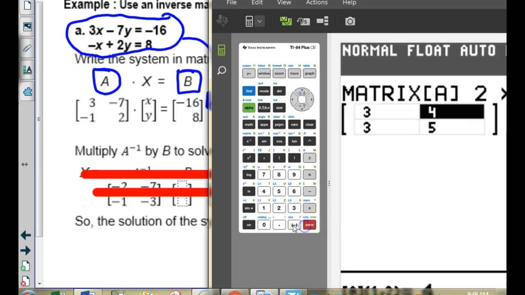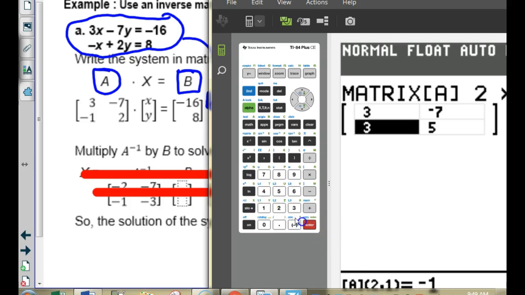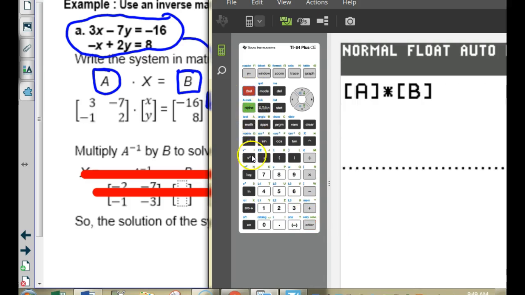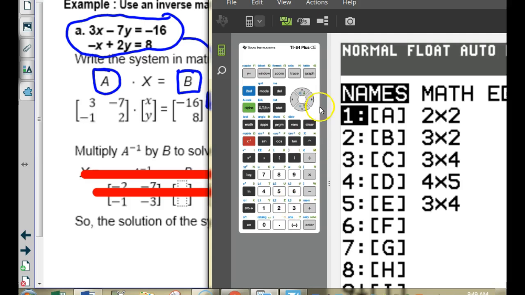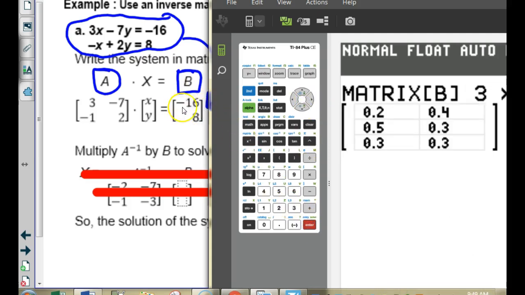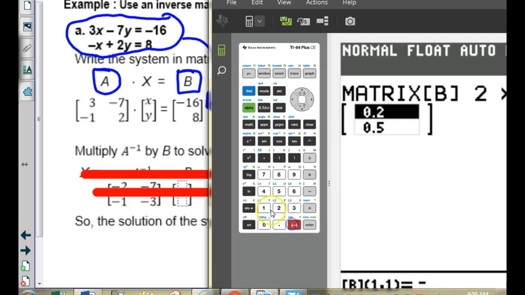And I have 3, -7, -1, 2. Everybody got that one in? Okay, then I'm going to quit. And I'm going to put in B. What size is B, though? B is this tiny little 2 by 1. And it's -16 and 8.